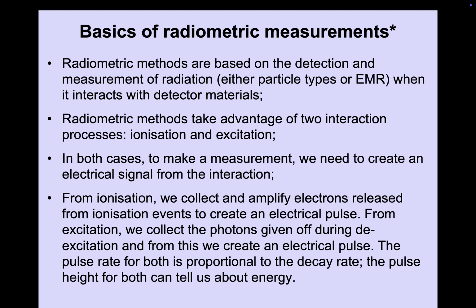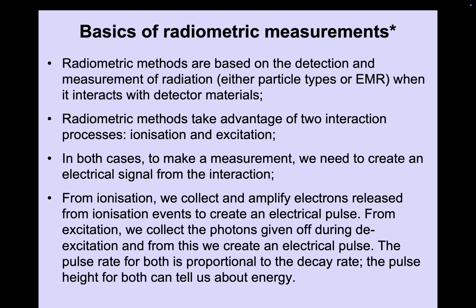And we're going to detect either of these things when they have an interaction with the material that the detector is made out of. We'll see that radiometric methods also take advantage of two types of interaction process when either the particle or the electromagnetic radiation impacts the detector material. So here those interactions that we're relying upon is ionization, so liberation of an electron, or excitation.